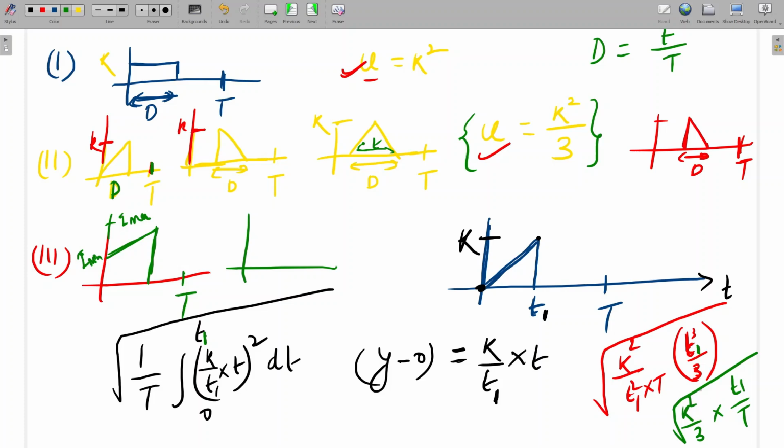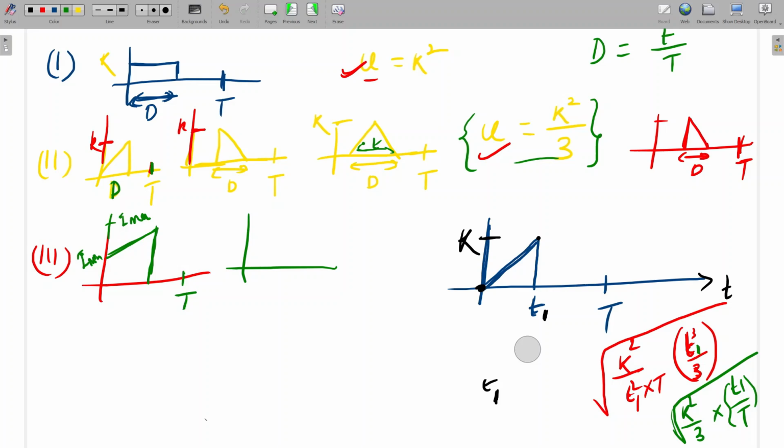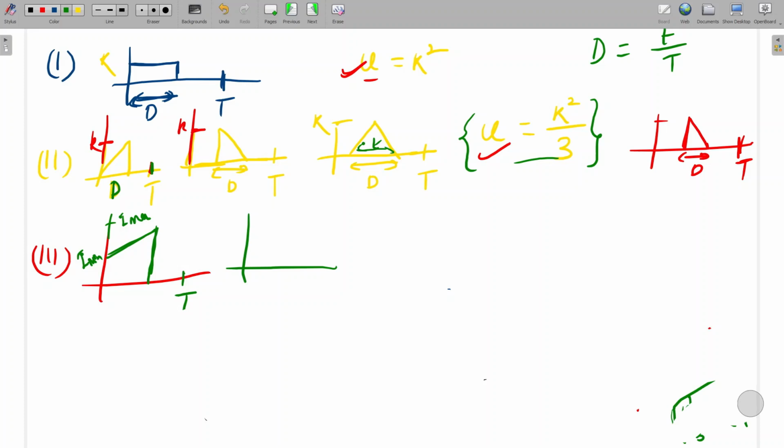So same thing I have written here. For any kind of triangle you can do this calculation manually. So what you will find is U into D, where D is t1 by T. So U is whatever I have written here, K square by 3. Is it clear? I have derived the short trick. You can do any manual calculation question and verify with this short trick. Both answers will match.